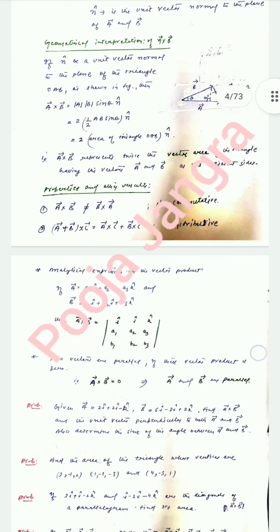So here we will discuss some problems on the vector product. The first problem is: given a and b, find a cross b and the unit vector perpendicular to both a and b. Also determine the sine of the angle between a and b. It is a very simple question.